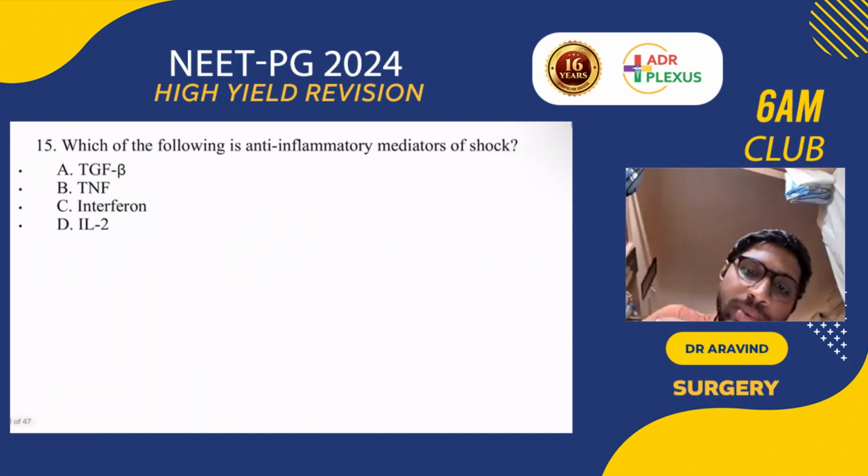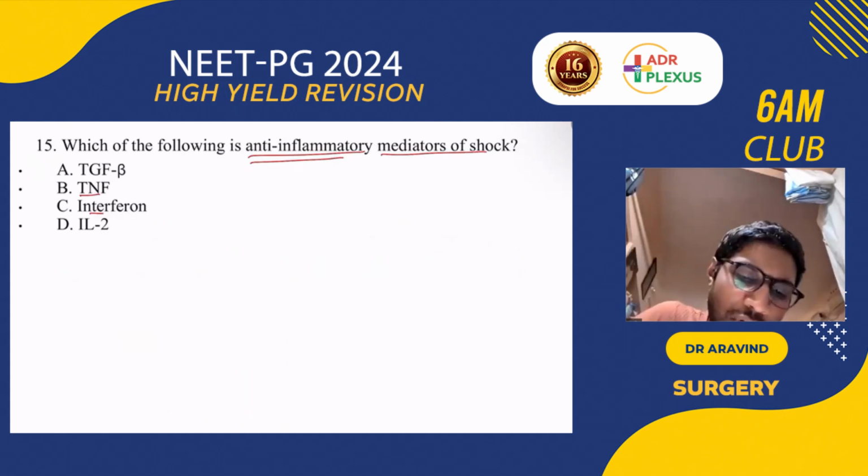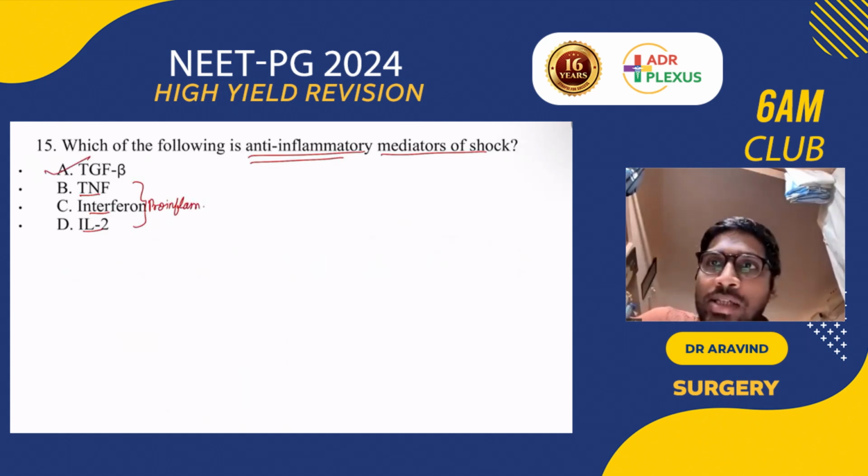Next, inflammatory. Which of the following is an anti-inflammatory mediator of shock? Pro-inflammatory and anti-inflammatory mediators are very important, and revise the hormones that mediate those responses also. This is a straightforward question. TNF, interferon, or interleukin are pro-inflammatory. And A is the right answer, TGF beta, transforming growth factor beta.